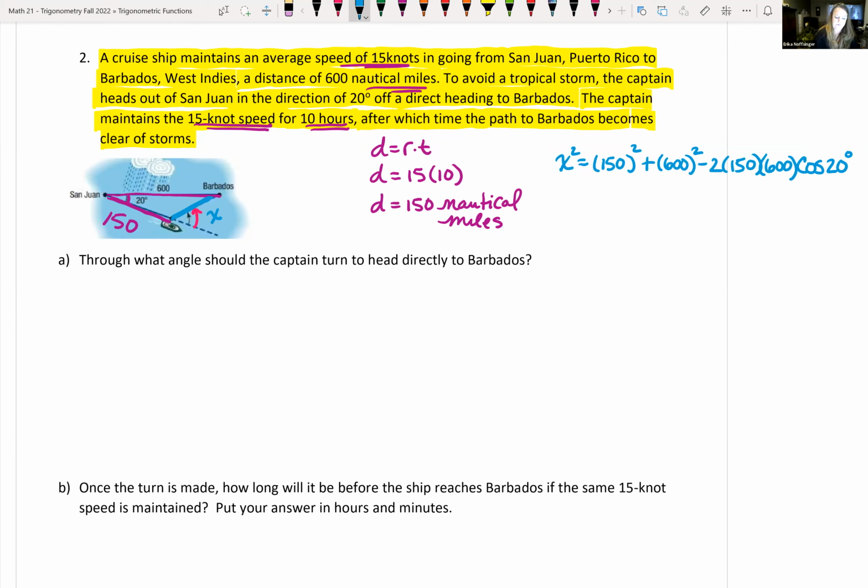So let's plug that into the calculator and figure out what we have. Okay, so going in and plugging that into the calculator, you should get that x squared is approximately 213,355 and 328 thousandths. We need to take the square root of that. And so doing that, you get that the square root of that number is approximately 462 nautical miles.